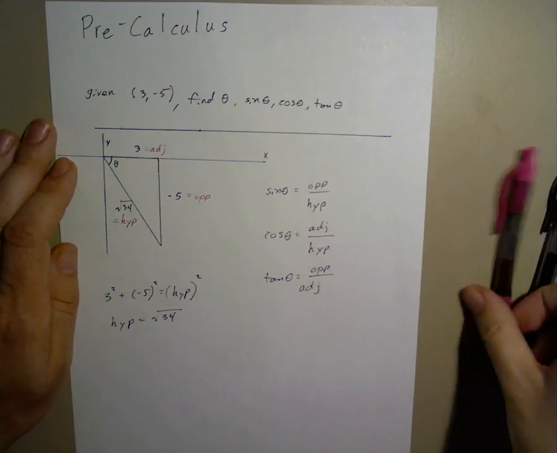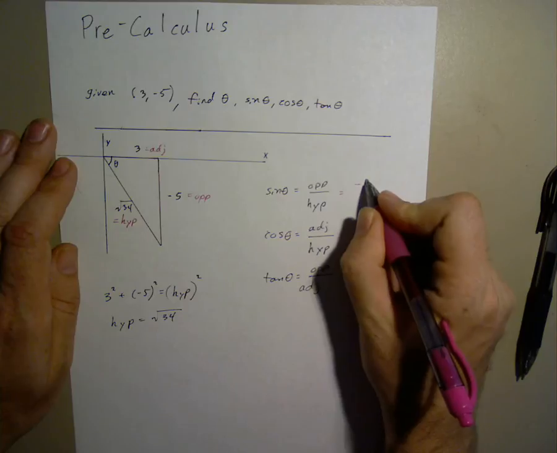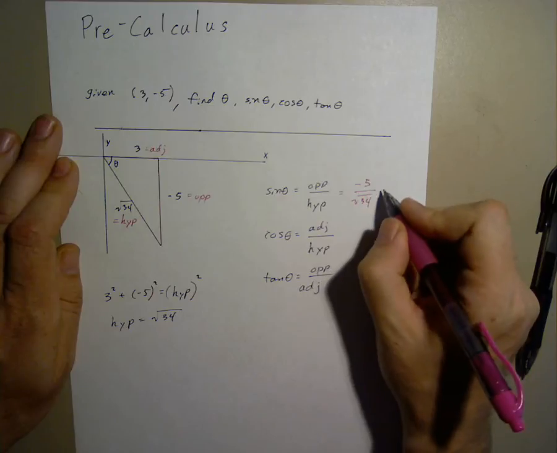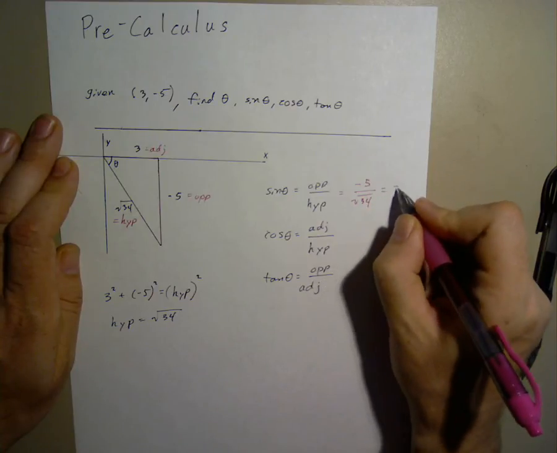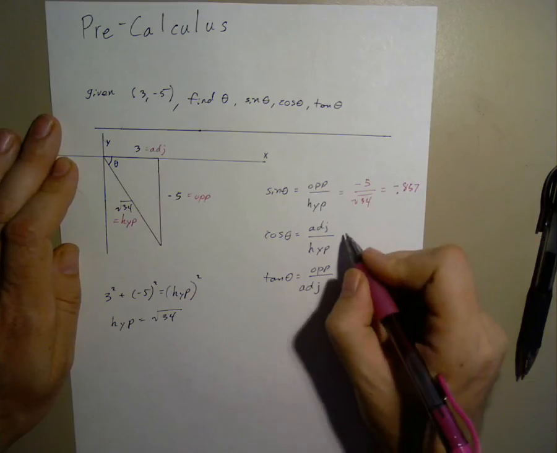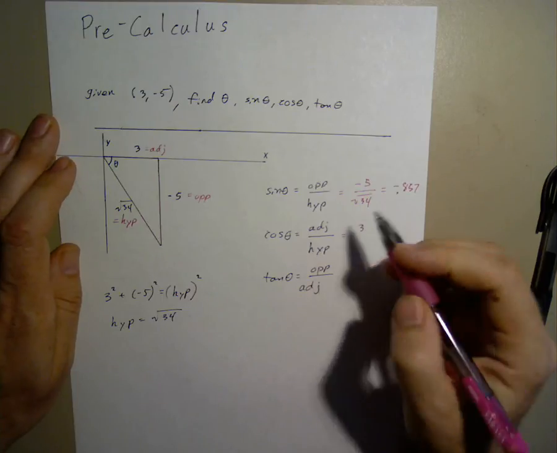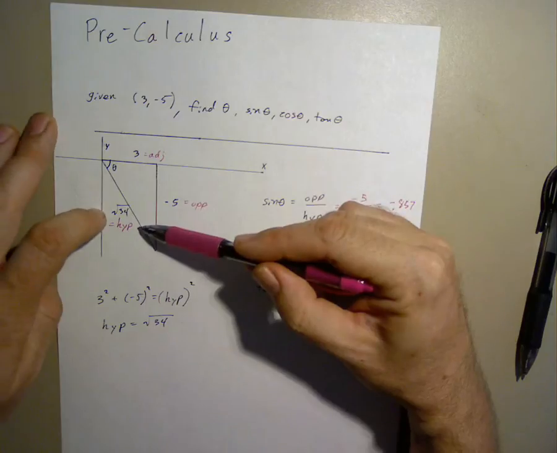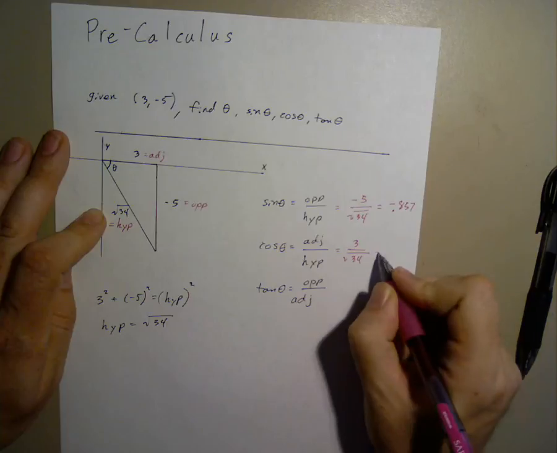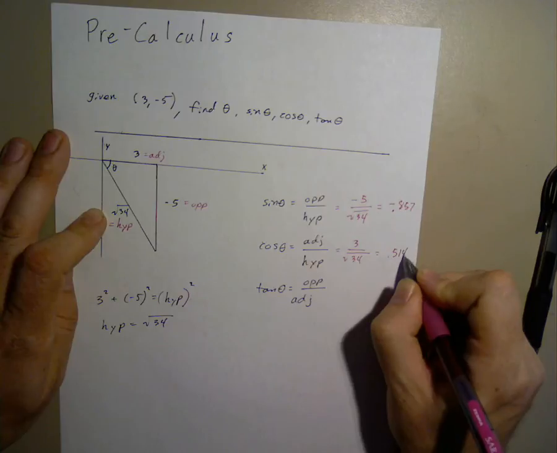We can write sine as opposite, -5 over square root 34. This is approximately -0.857. Cosine is the adjacent, 3, over the hypotenuse, which is the square root of 34. 3 over the square root of 34 gives us 0.514.